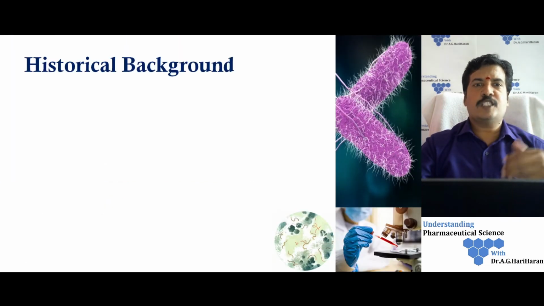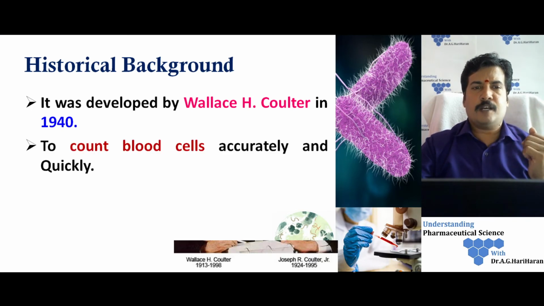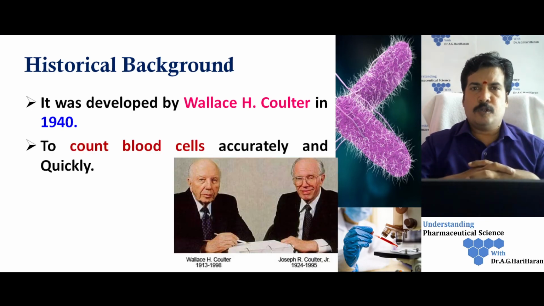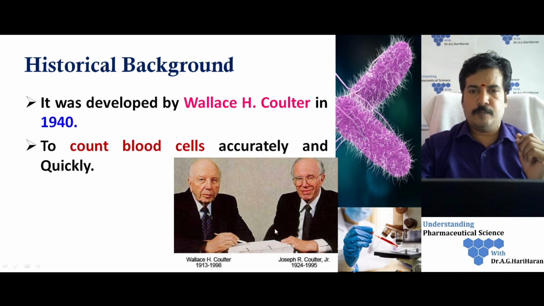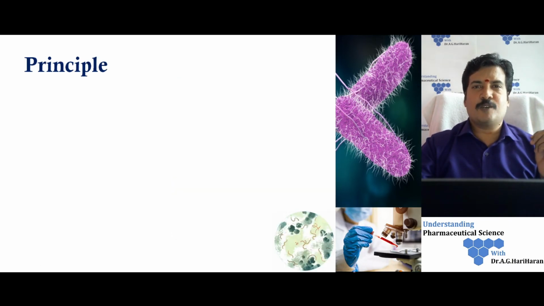If you see the historical development of the Coulter counter, it was developed by Wallace H. Coulter in 1940, especially for the counting of blood cells. To count blood cells accurately and in a very fast manner, Coulter developed this technique. So this is Wallace H. Coulter and Joseph R. Coulter. Both together developed this technology, but the major contribution was made by Wallace H. Coulter. Let us understand the basic principle of this Coulter counter.